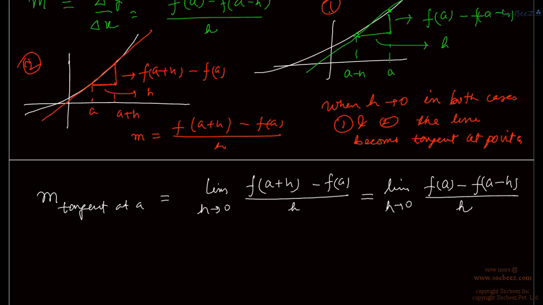So this is called the slope of a tangent at point a, right? If both are equal, then we have a unique tangent, or if both are unequal, then we don't have a unique tangent. That is, the function is not differentiable at point x = a. So this term is called the right hand derivative.